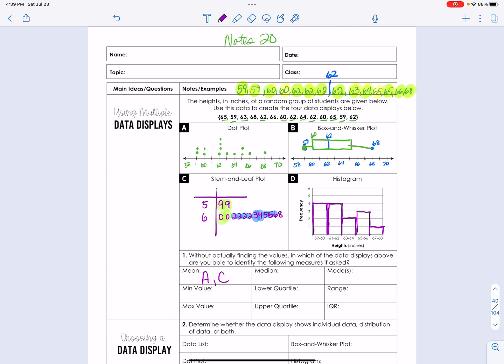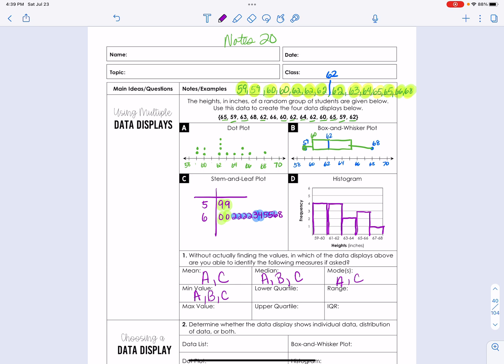The median, I could find the median on A. I could find the median on B. I could find the median on C. I have the list. I could not find them on D. Okay. The mode, that's the one that's the most. I could definitely find the mode on A. I could not find it on B. I could definitely find the mode on C, and I could not find it on D. Okay. The min value, I can see the min value on A, I can see it on B, and I can see it on C.